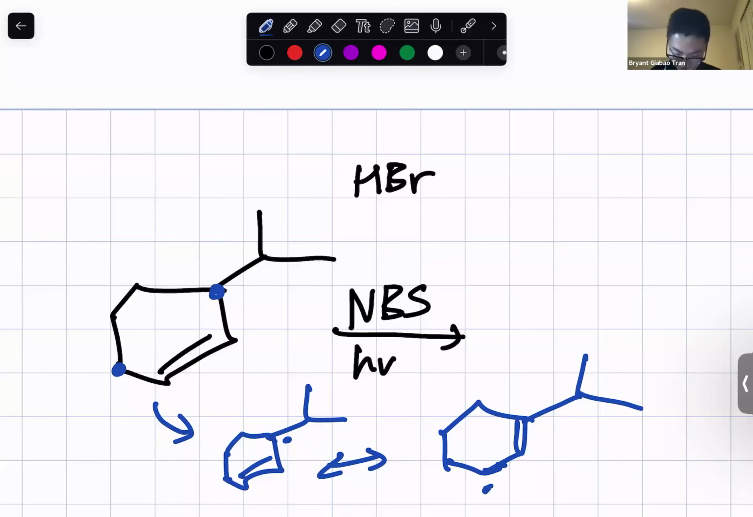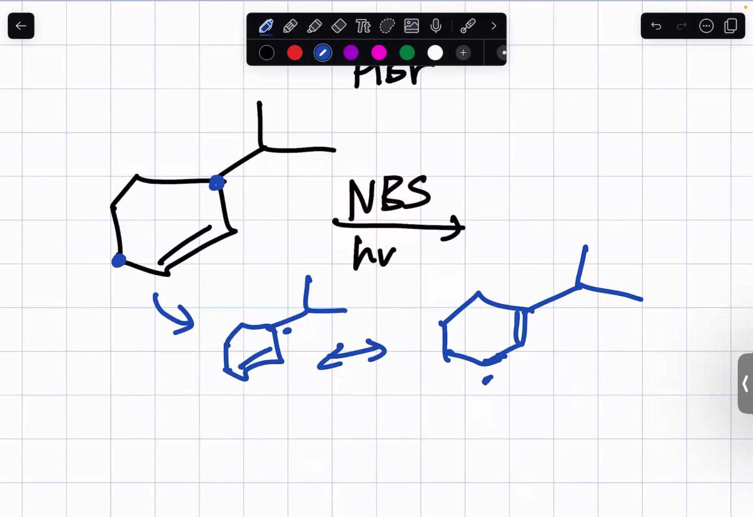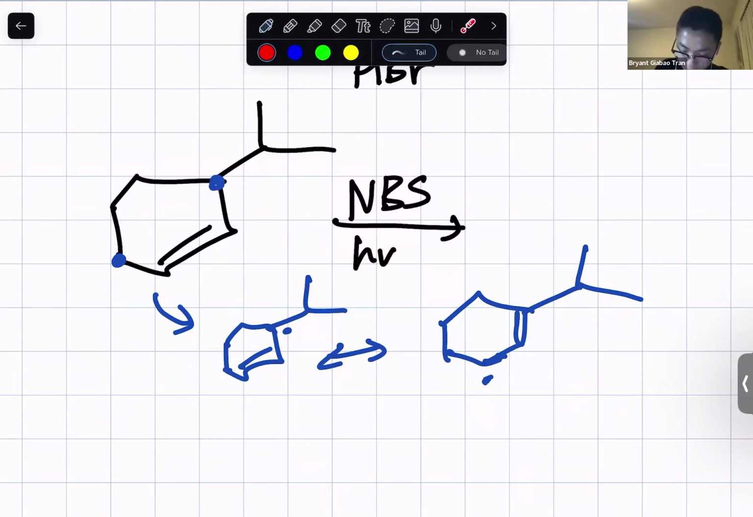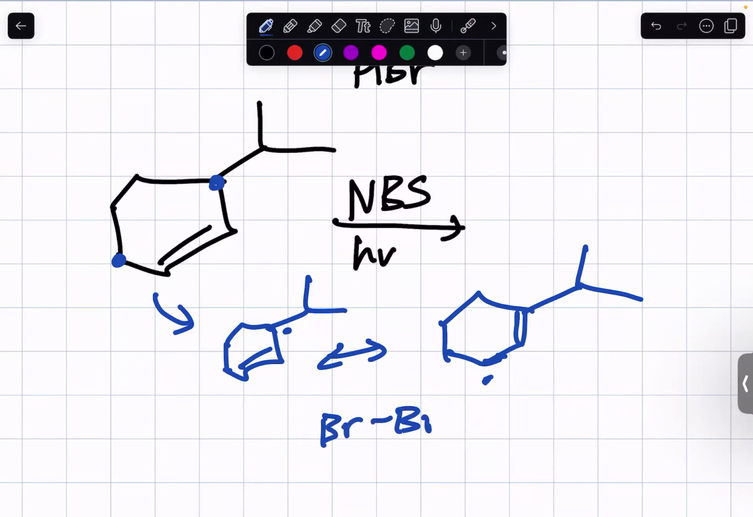Okay, and in this case, this gets quenched by HBr. Oh, right. So in this case, I just realized that it doesn't get quenched by HBr. It's going to get quenched by Br2, because what is going to be attached to the radical is not H. It's going to be a Br. A Br, yeah, right.